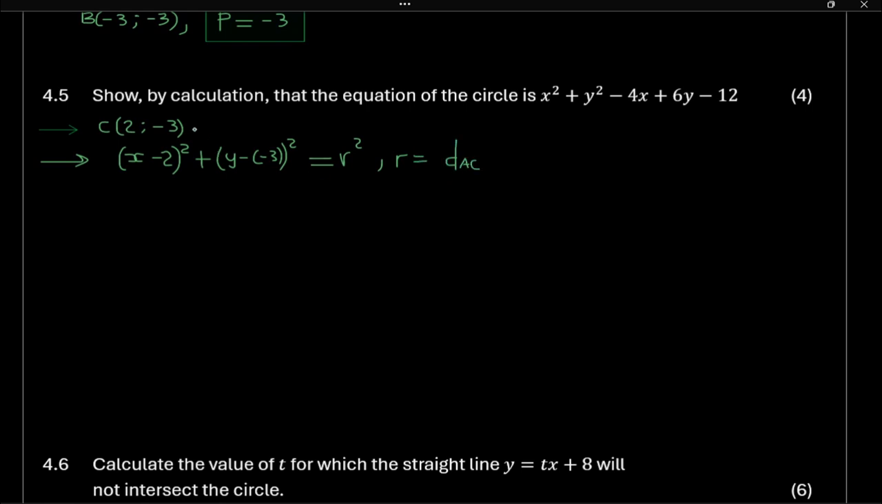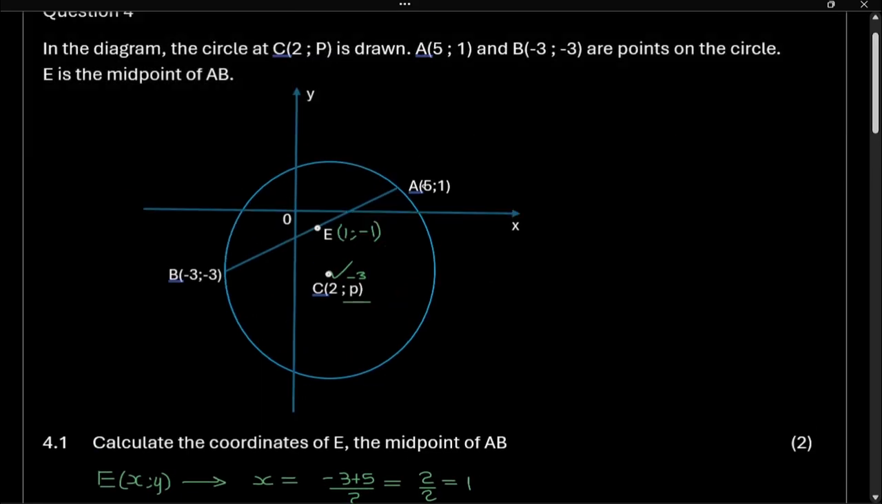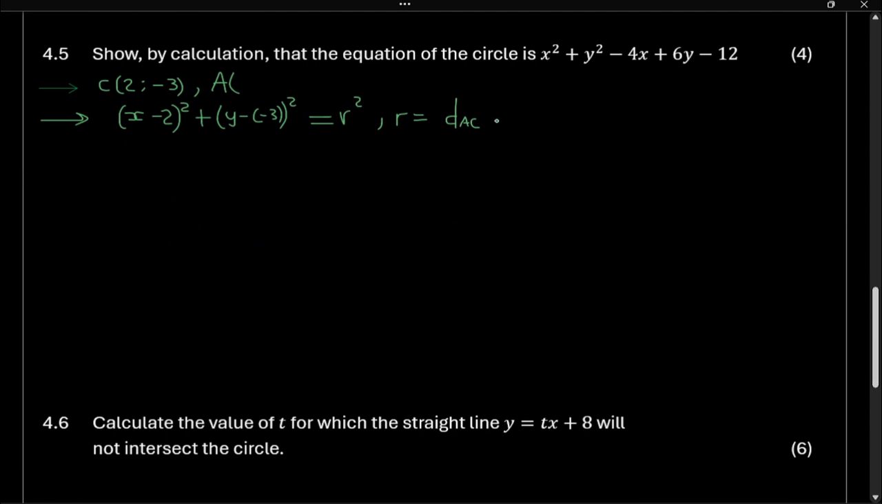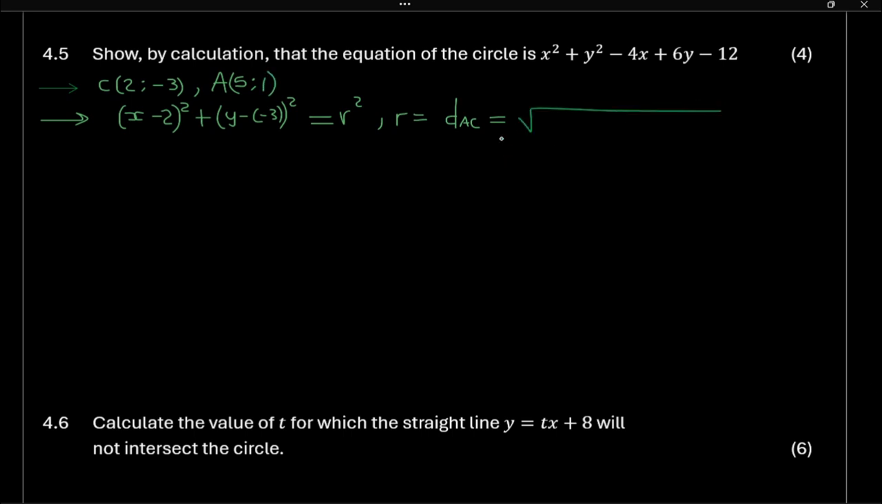So the radius is the distance AC. Our A once again is 5, 1. That's the coordinate for our A. And then we need to find AC, that distance.